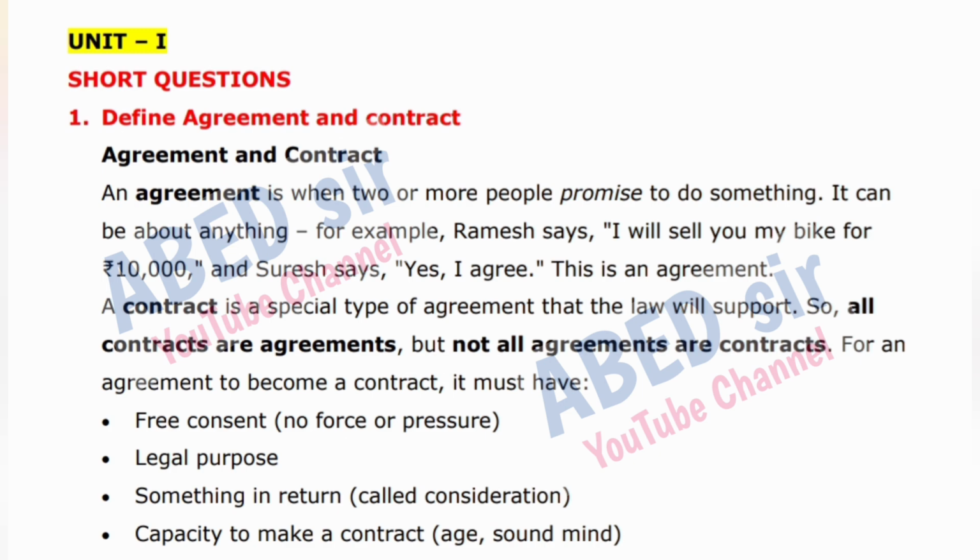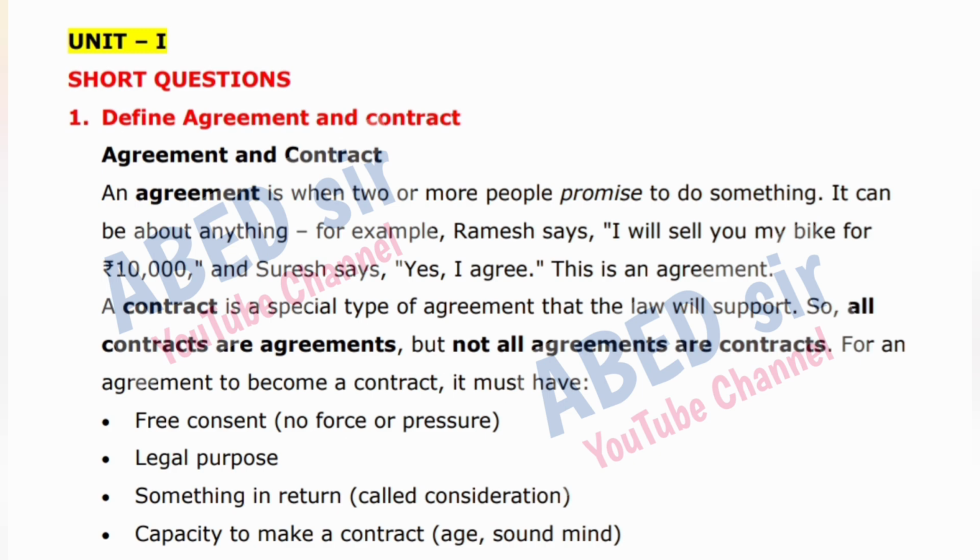Agreement and contract. An agreement is when two or more people promise to do something. It can be about anything. For example, Ramesh says, "I will sell you my bike for 10,000 rupees," and Suresh says, "Yes, I agree." This is an agreement. A contract is a special type of agreement that the law will support. So, all contracts are agreements, but not all agreements are contracts.